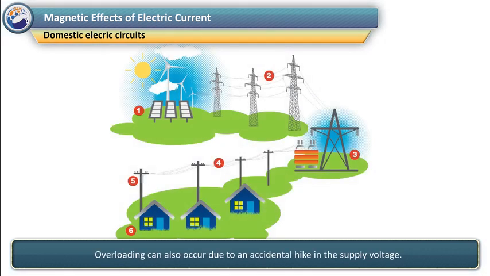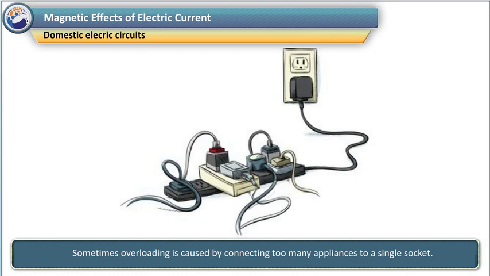Overloading can also occur due to an accidental hike in the supply voltage. Sometimes overloading is caused by connecting too many appliances to a single socket.